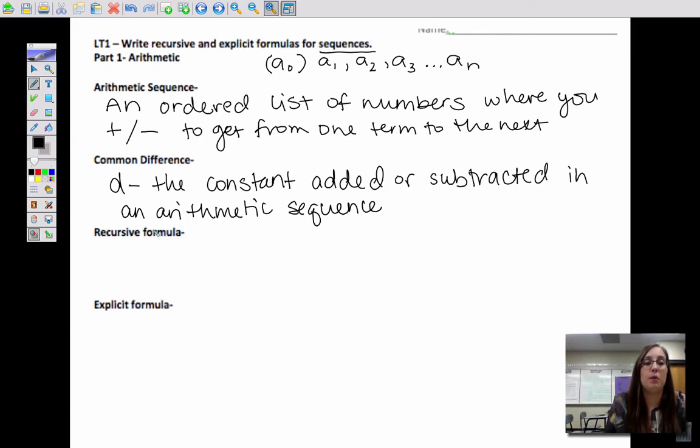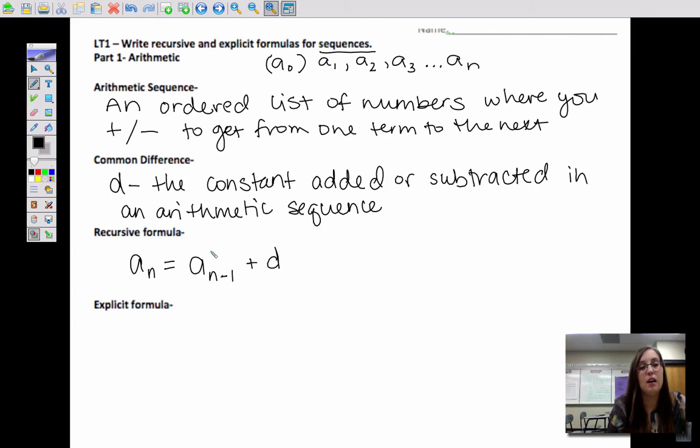So the recursive formula, okay, so what does recursive mean? Recursive means defining each term by the term before it. So in general, a sub n is going to be given by a sub n minus 1, meaning the term right before the term we're trying to find. So if we're trying to find the fourth term, a sub 4, we would be doing a sub 3, okay, because that's the term directly before it, and then plus d. Okay, that's the recursive formula.